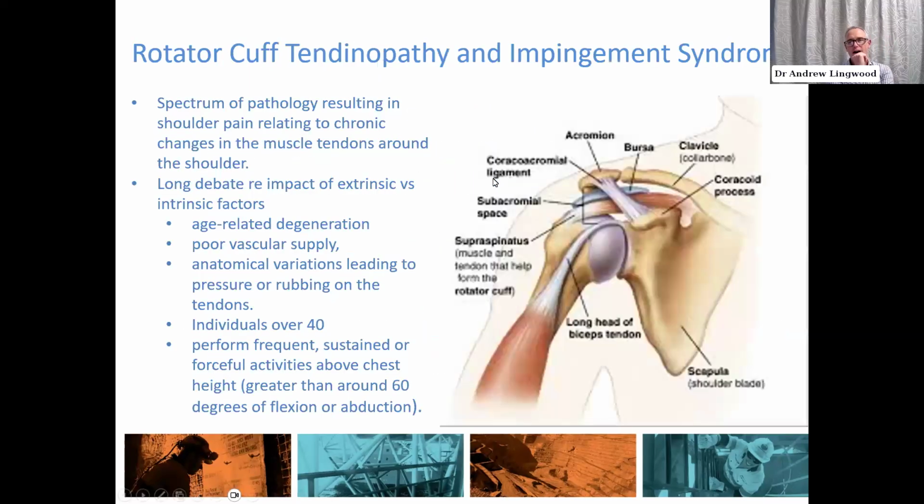Okay, so moving a bit higher up again, let's come to the shoulder and talk a little bit about rotator cuff tendinopathy and impingement syndrome.